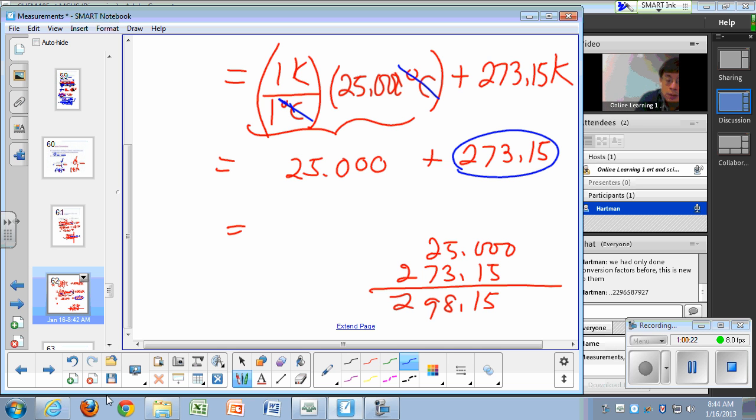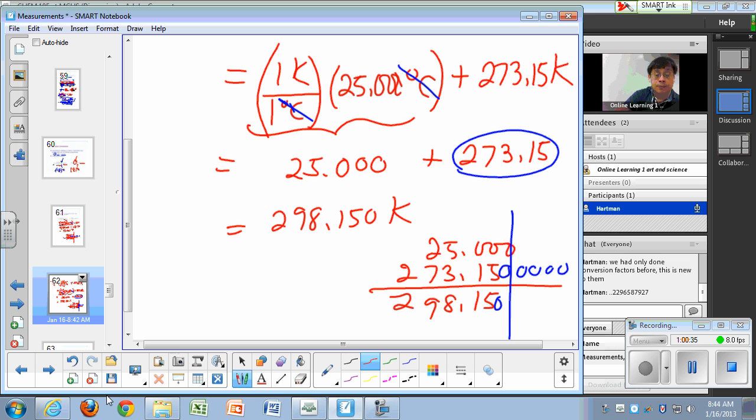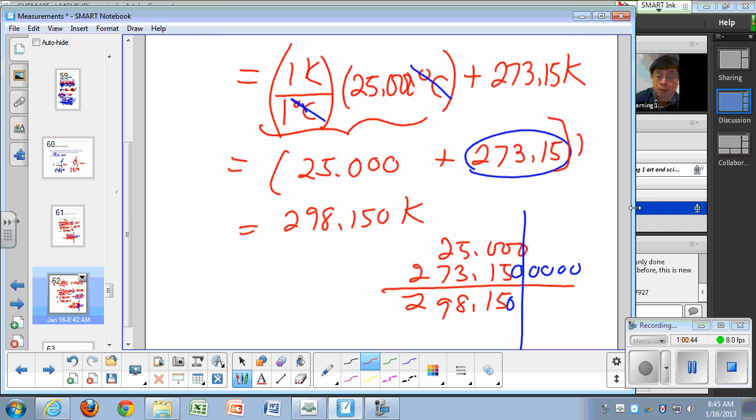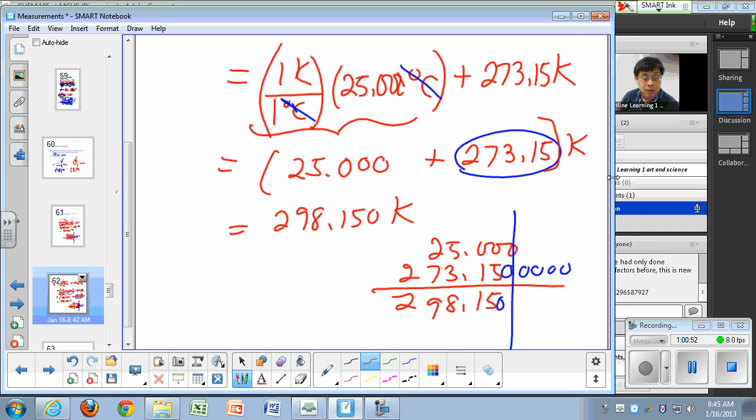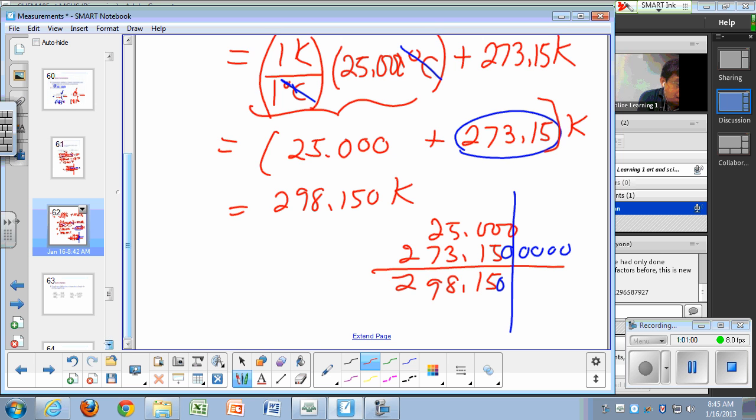273.15 is an exact number, so there's extra zeros there implied. Okay, so my last sig fig would be that. So this is 298.150 Kelvin. I forgot to put Kelvin here. You're adding, so the rule for addition is you go by the decimal place of the last sig fig in the least precise term. All right, so that's how you do conversions from one temperature scale to another.